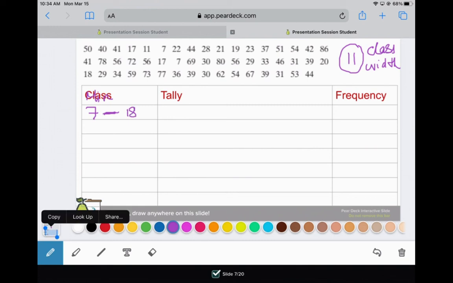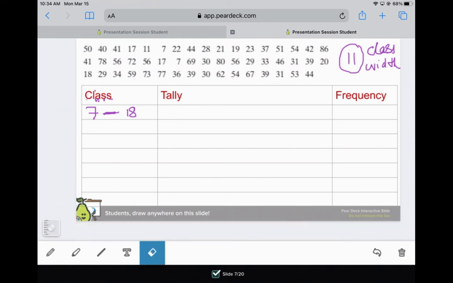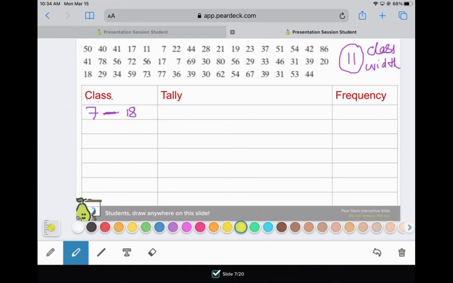Remember how you find the class width? You take the upper limit minus the lower limit. That gives you the class width. Now we do the opposite. We take the lower limit and add the class width to figure out the upper limit. So this is the part that I'm going to highlight. I start with the minimum, the lowest, and I use that to move on to the next one. So I'm taking the lowest, which is 7, to get to the upper limit. So remember, this is the lower limit. This is the upper limit.